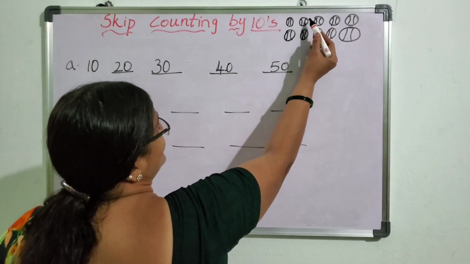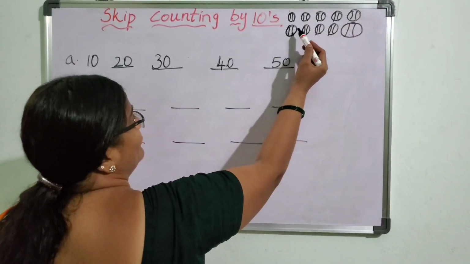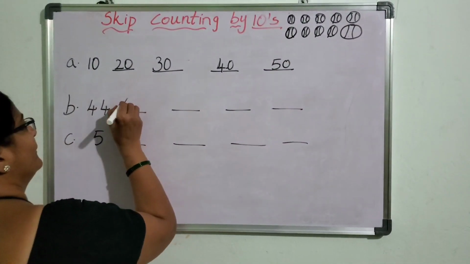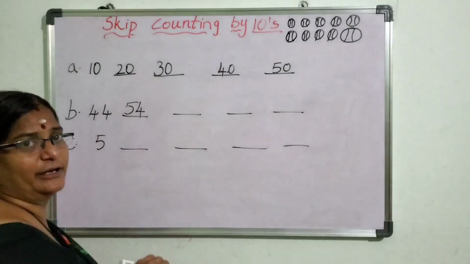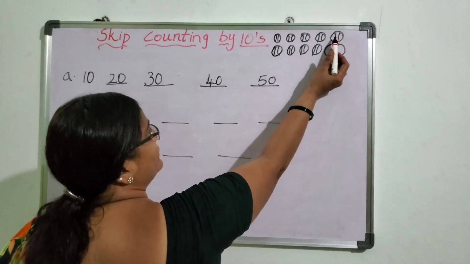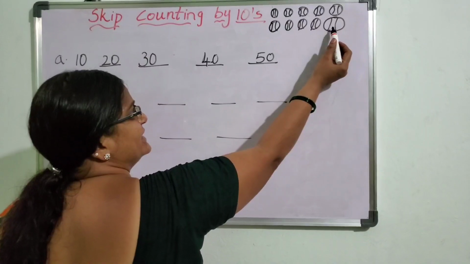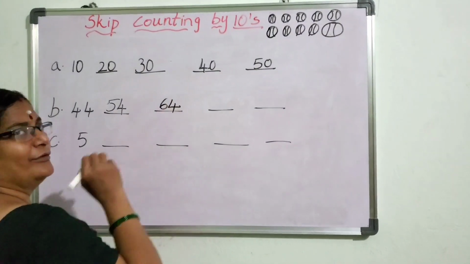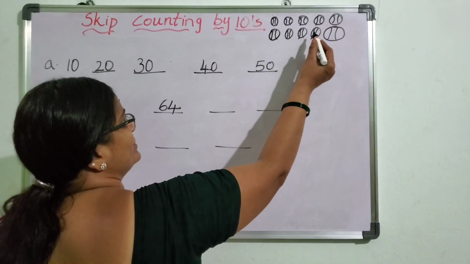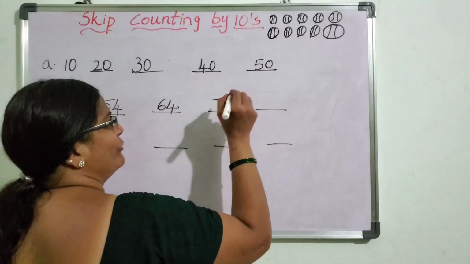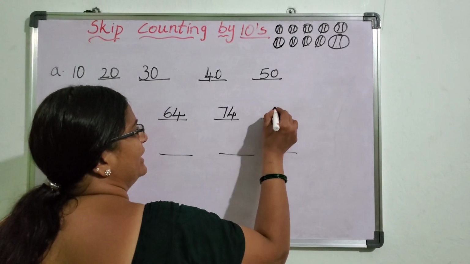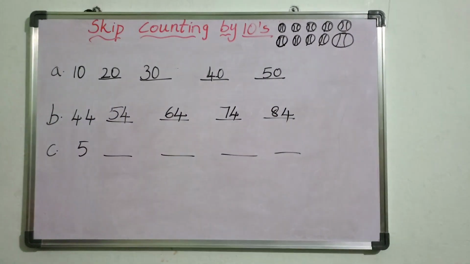45. 45, 46, 47, 48, 49, 50, 51, 52, 53 and 54. Got it? Now 54 finished. 55, 56, 57, 58, 59, 60, 61, 62, 63 and 64. 65, 66, 67, 68, 69, 70, 71, 72, 73 and 74. 75, 76, 77, 78, 79, 80, 81, 82, 83 and 84. Like that you should write.